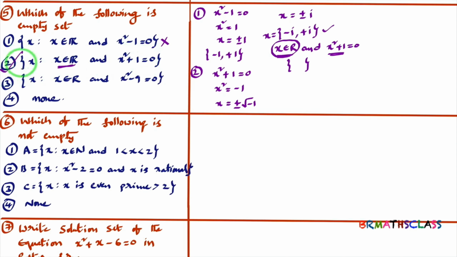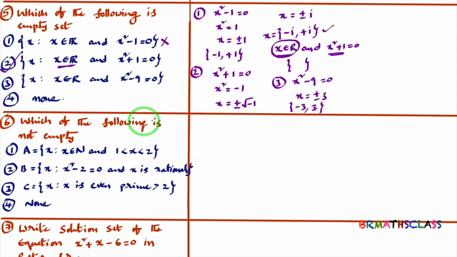So which option is the right option? Second option is the right option. You see this third option, we will check that also. X square minus 9 equal to 0 is given, and x is equal to what? X equal to plus or minus 3. So 3 is a real number, minus 3 is a real number. So this set is not an empty set. It contains 2 elements. Okay.